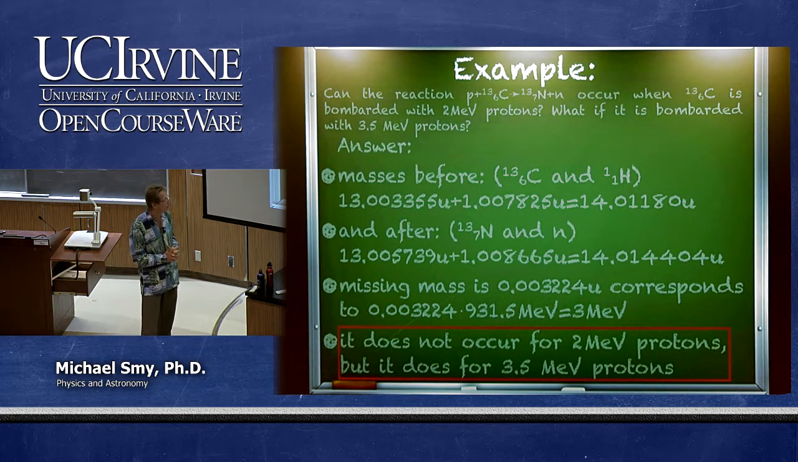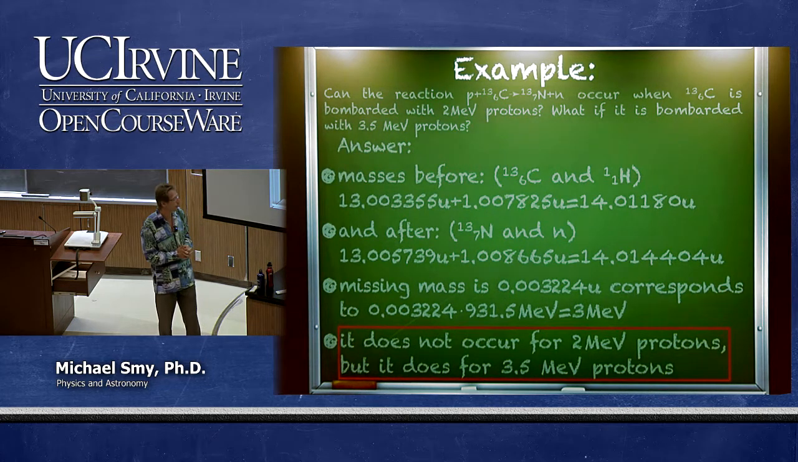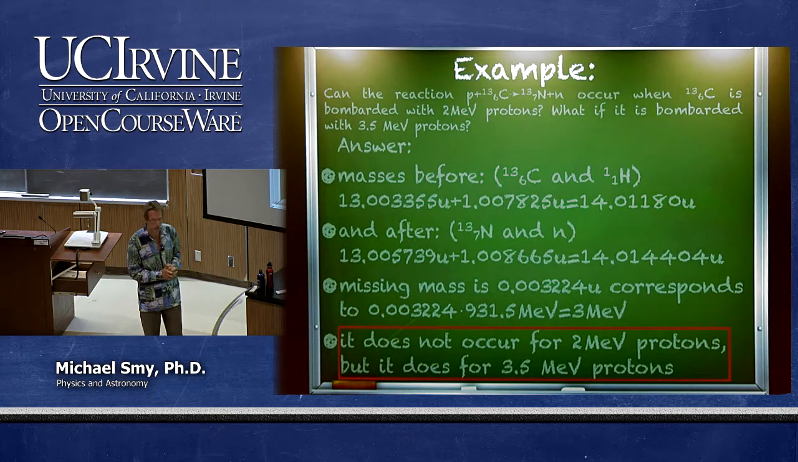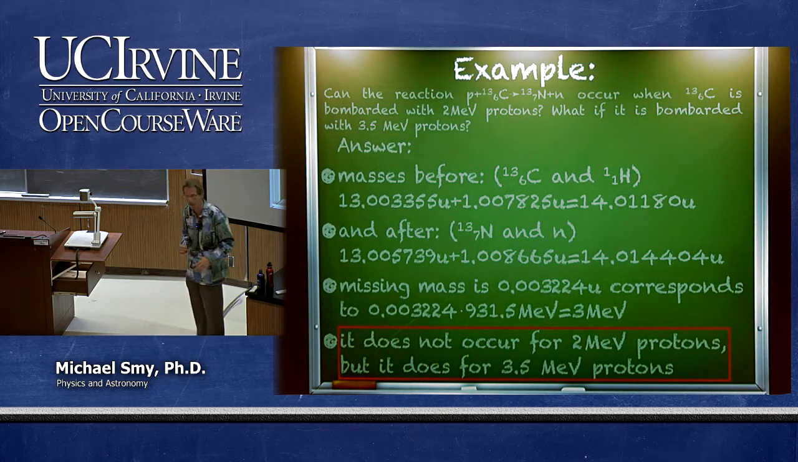But it can take place if we have 3.5 MeV. Actually, it probably doesn't take place even for 3.5 MeV because you have to overcome the Coulomb barrier in this case. And so it requires an extra activation energy, and 0.5 MeV is unlikely to be enough.